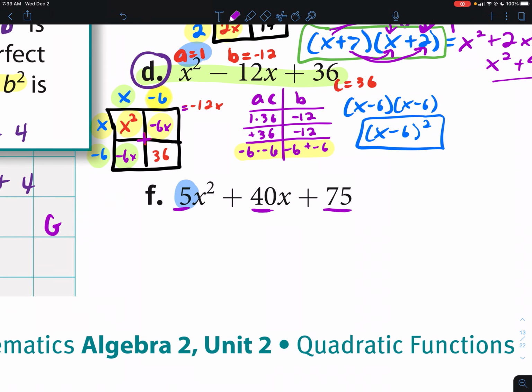Is there a GCF? Is there a greatest common factor in all three terms? Is there a number that I can factor out of all three of these? And what you should notice is that 5, 40, and 75, those are all divisible by 5. So I'm going to factor out that 5 first. Basically, I'm going to divide everything by 5. So I just get x squared here. 40 divided by 5 is going to give me 8. And then 75 divided by 5 is going to give us 15.